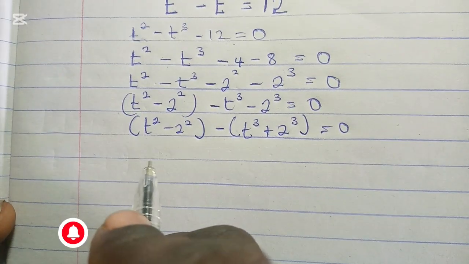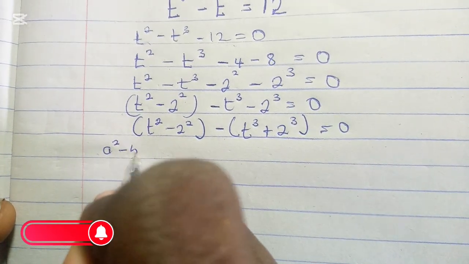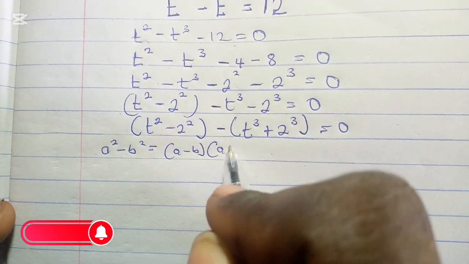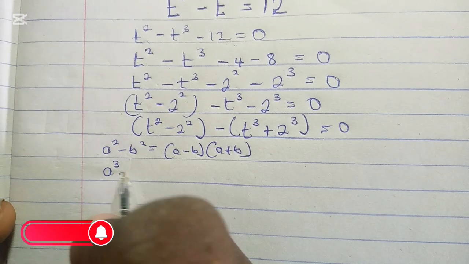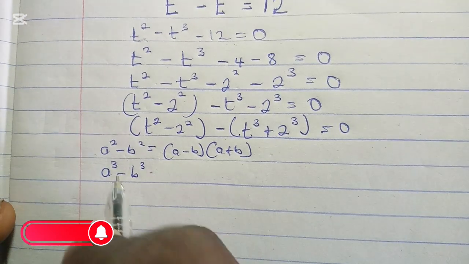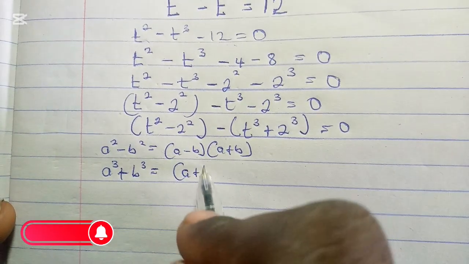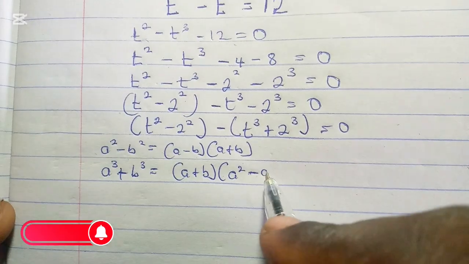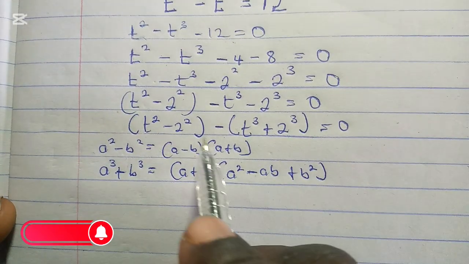Now, recalling the algebra property, the first one is the difference of two squares. For instance, you have a squared minus b squared. This is equal to a minus b in bracket a plus b. And for the one of a raised to the power of 3, no, sorry, this plus b raised to the power of 3, we are going to have a plus b in bracket a squared minus ab plus b squared. Now we are going to be using these two properties here.